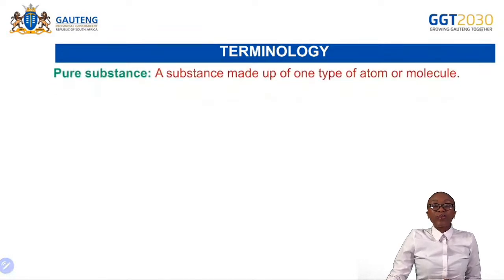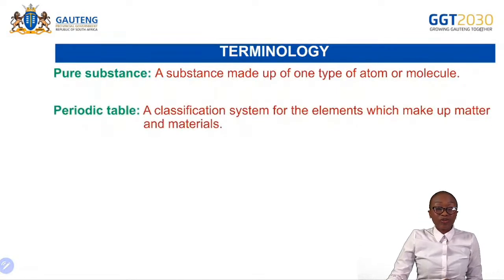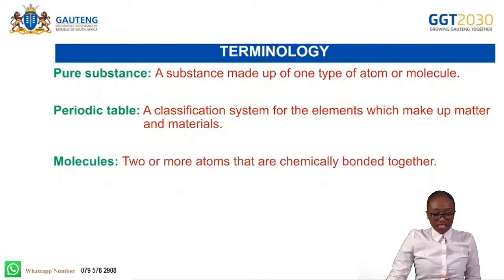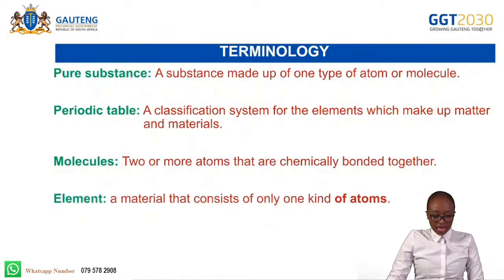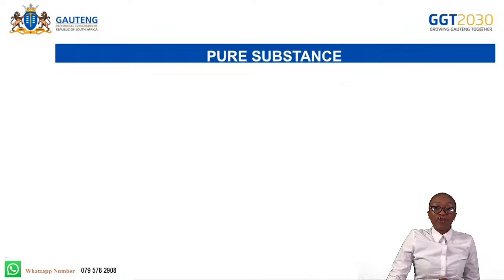So the first term is pure substance. This is a substance made up of one type of atom or molecule. The next term is periodic table. We've seen this one before. It is a classification system for elements which make up matter and materials. The next one is molecules. These are two or more atoms that are chemically bonded together. And then the last one is element, a material that consists of only one kind of atoms. So now let us begin our lesson.